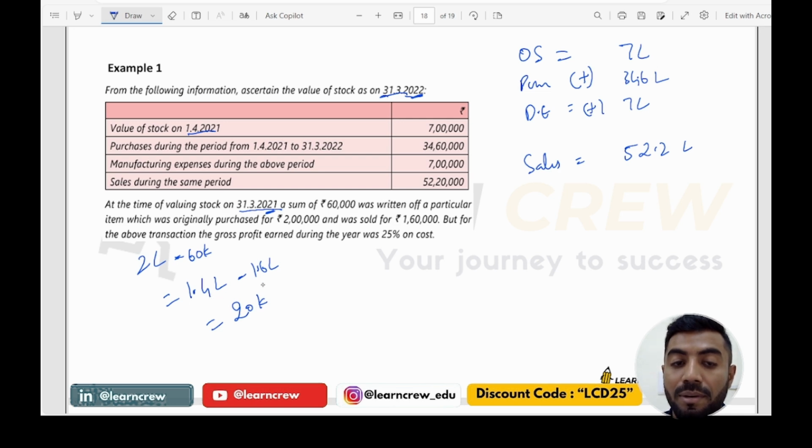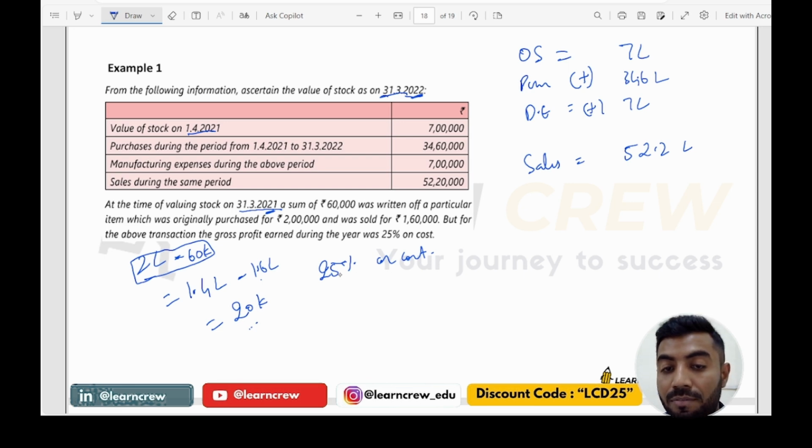1,40,000 worth of goods you've been selling for 1,60,000, which means you have a profit of 20k. Because this was written off in the previous year, not in this year. But for the above transaction, the gross profit earned during the year was 25% on cost. So generally for the above transaction, 25% on cost.